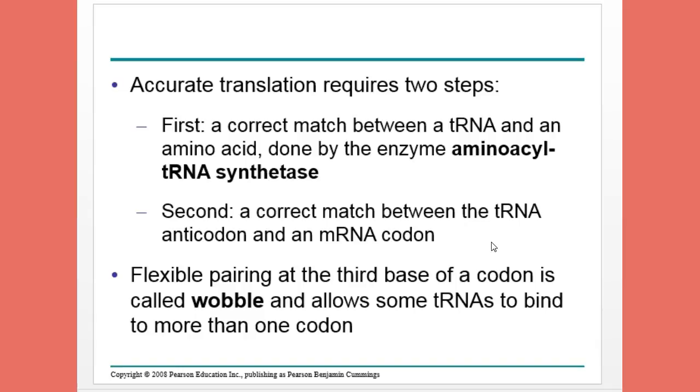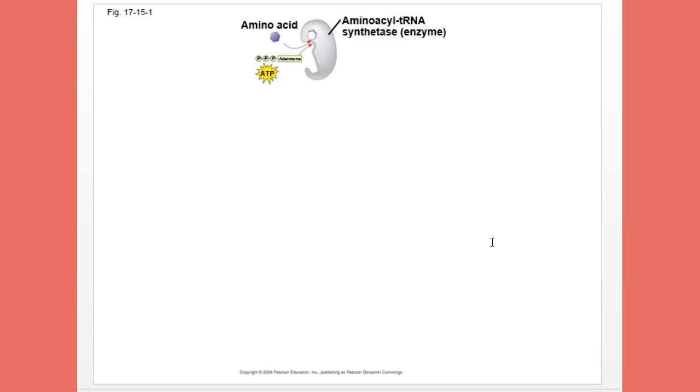So with that flexible base pair at that third position, it's flexible. The wobble gives it more options. Alright. This figure, also 338.